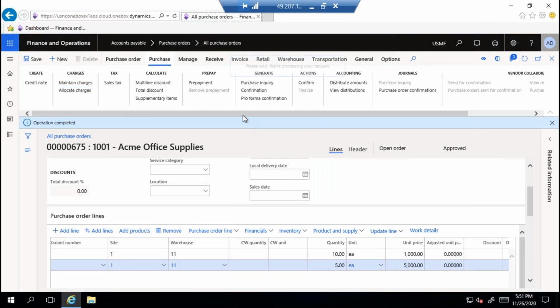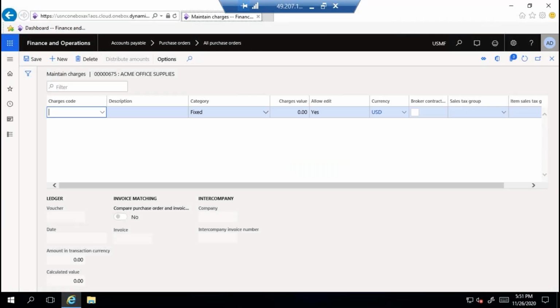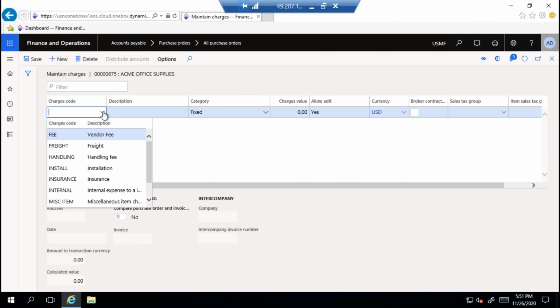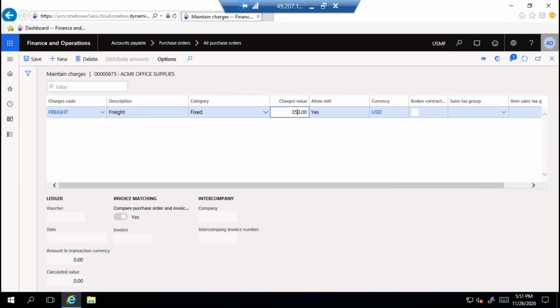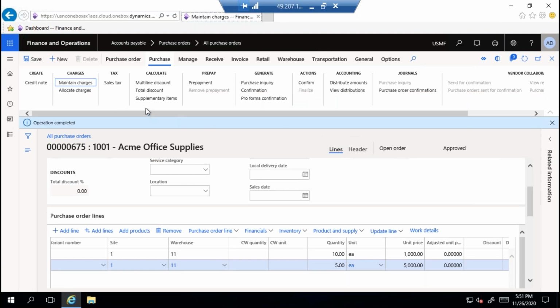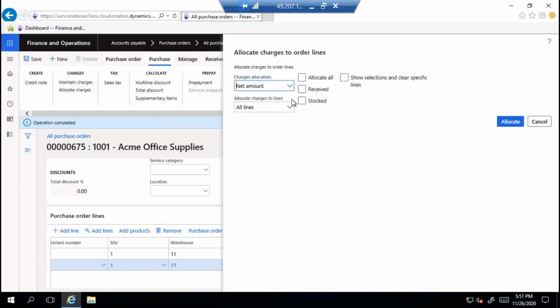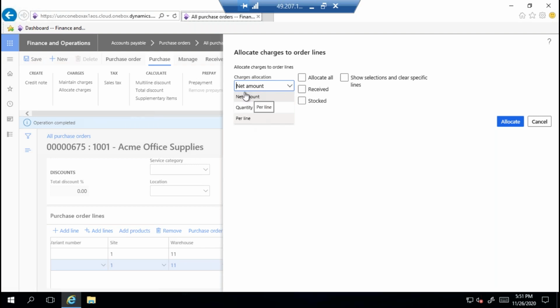Let me enter the charges now, 3,500. I have entered 3,500 charges. Now I'm allocating these charges. If I have entered this, allocation of charges is a must, as I told you. Now I'm selecting the net amount method. Earlier I selected the third method for understanding. Now I have selected net amount, and allocate all. Click allocate.